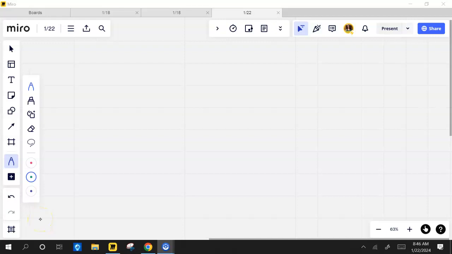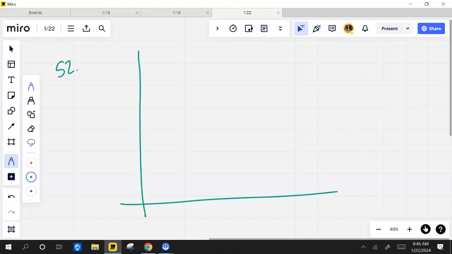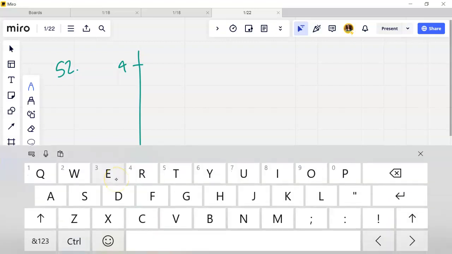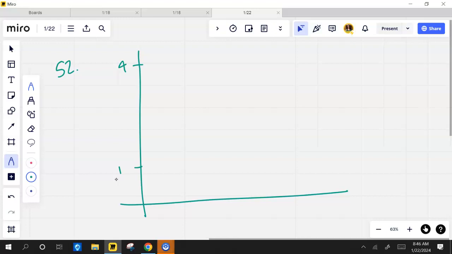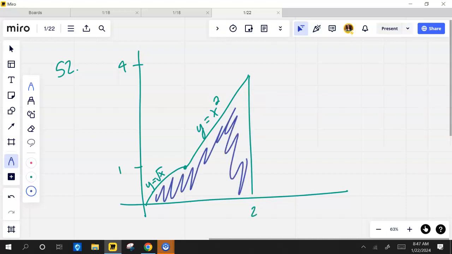Let me put up 52 for you from your homework, and then I'll show you the trace rule real quick. So they give you this graph. They say this is y equals square root of x, and this is y equals x squared. Find the area of the shaded region. So it's two different graphs hooked together.